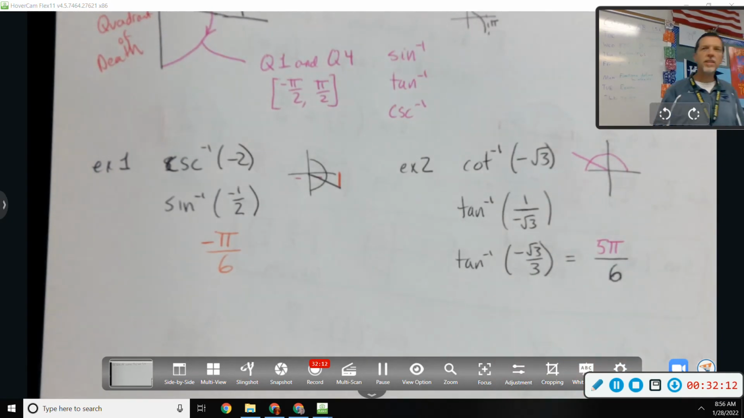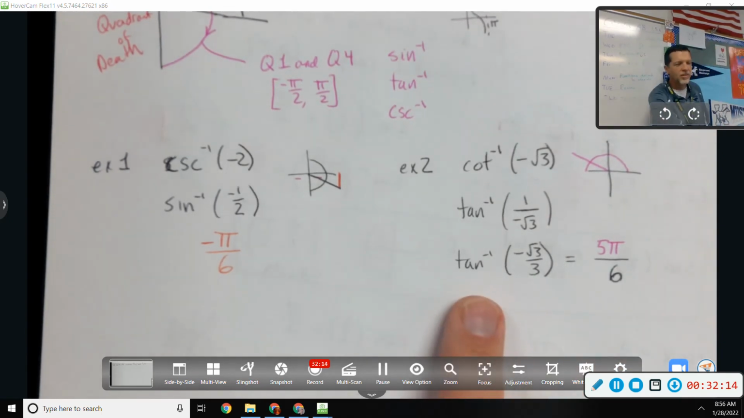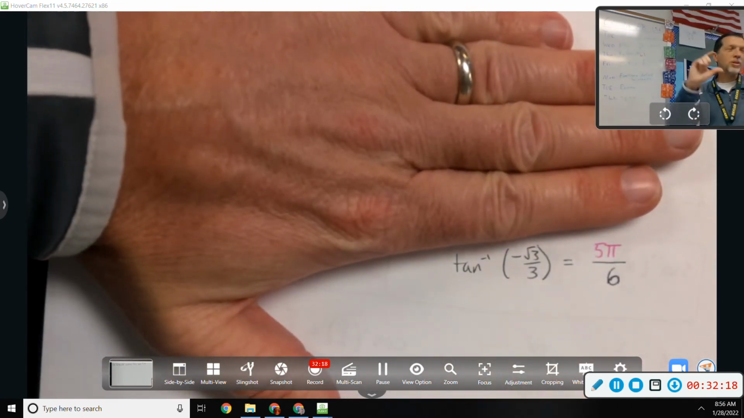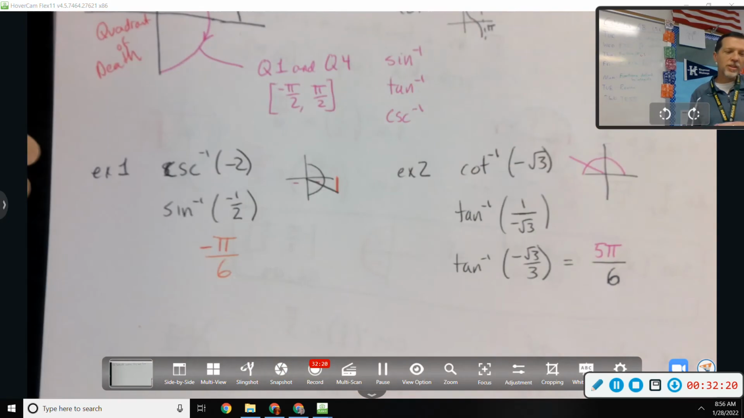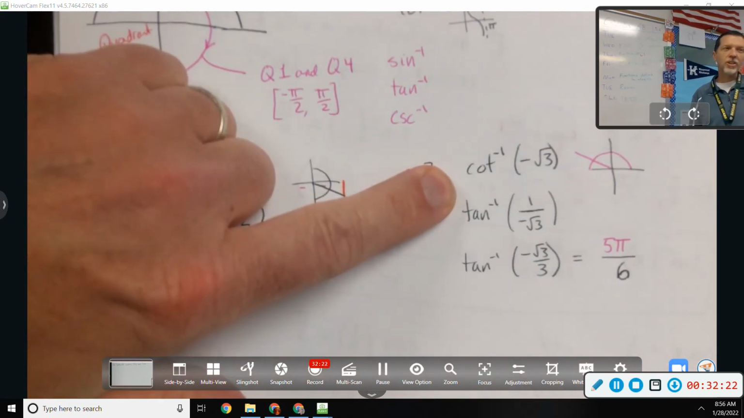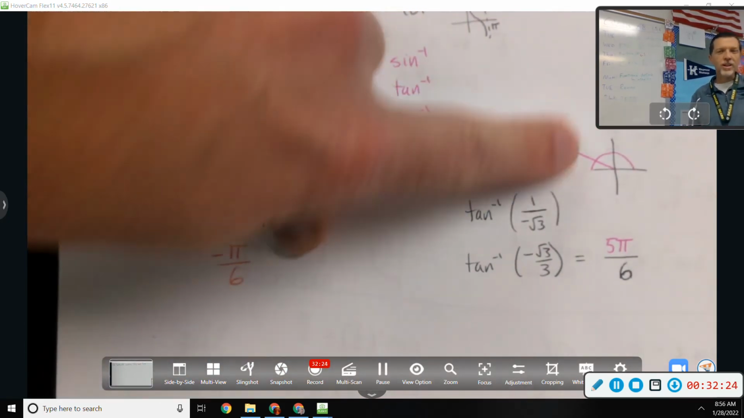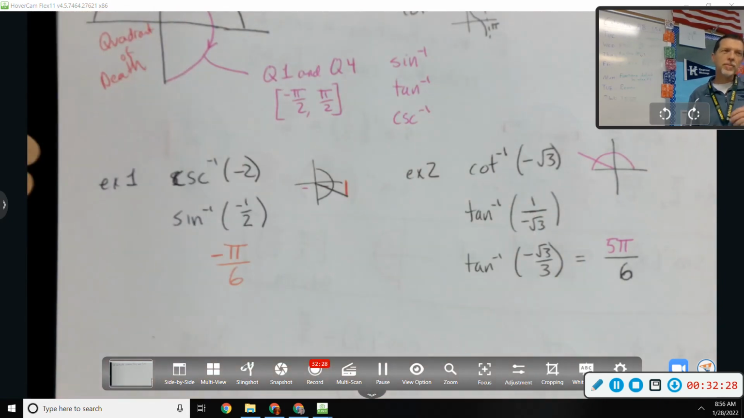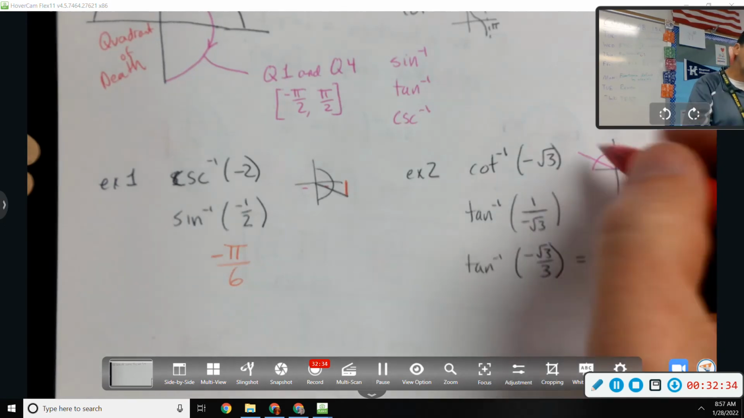Now, this is a little bit tricky because if the problem started with inverse tangent, you'd have to come from quadrant 1 or 4. But the problem didn't start with inverse tangent. It started with inverse cotangent. So you got to go 1 and 2. That's as tricky as we can get it. 4 pi over 6 would be in that quadrant, but that would be 2 pi over 3.